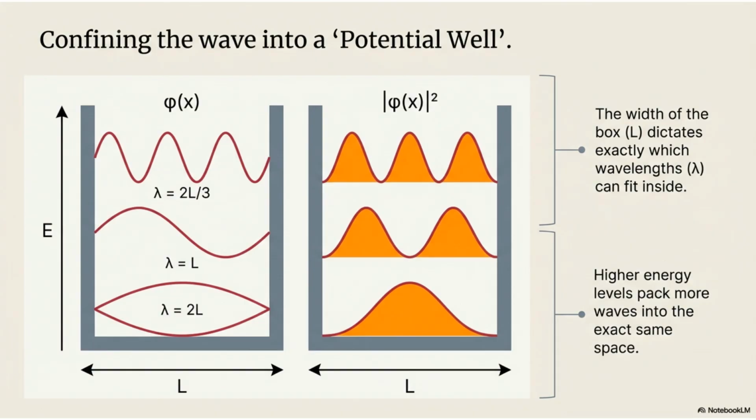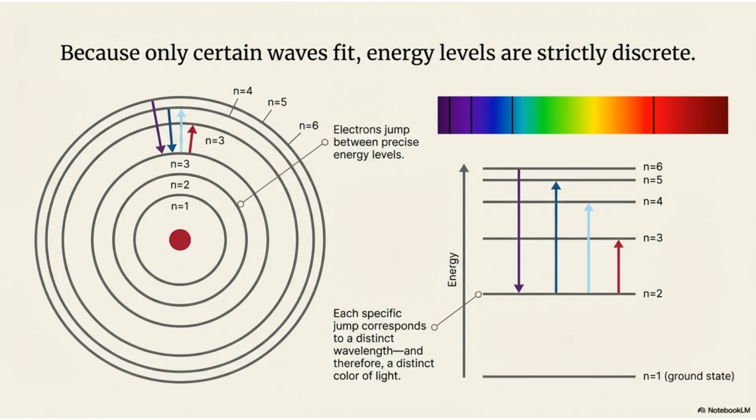Confining the wave into a potential well shows that the width of the box dictates which wavelengths can fit inside. Higher energy levels pack more waves into the exact same space. Because only certain waves fit, energy levels are strictly discrete. Electrons jump between precise energy levels, and each specific jump corresponds to a distinct wavelength, which, in turn, corresponds to a distinct color of light.